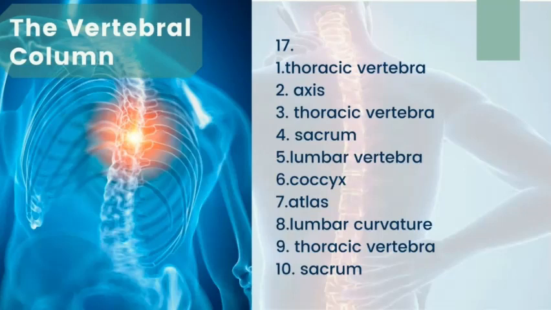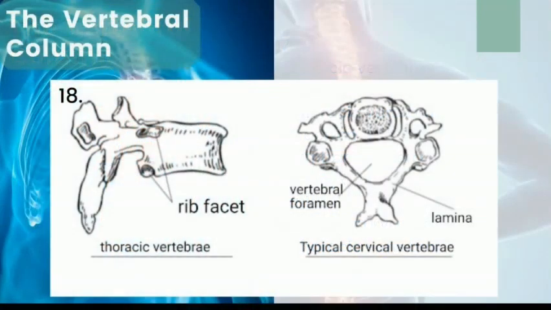Number 8, lumbar curvature, has 5 components and not fused. Number 9, thoracic curvature, has 12 components and not fused. Number 10, sacrum, 5 components fused. Now let's move on to number 18, identifying each of the vertebrae and labeling the following markings. So on the left side, we can see here the rib facet, and it is a thoracic vertebra. And on the right side here, we have vertebral foramen and lamina.